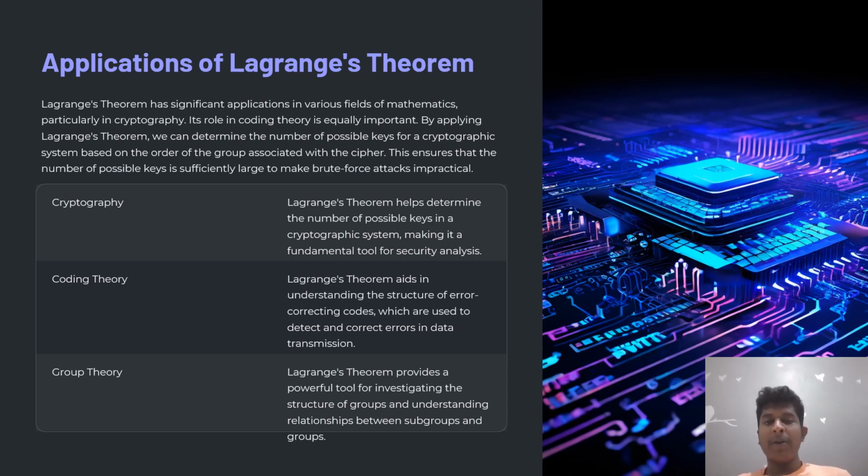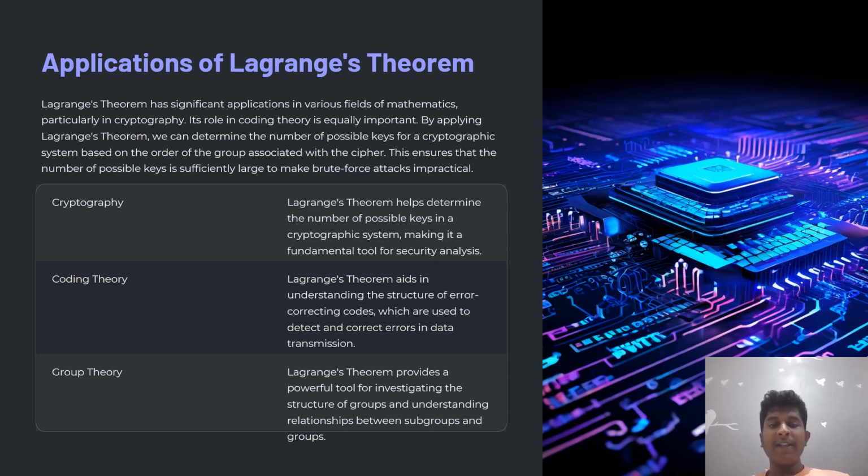Applications of Lagrange's theorem. Lagrange's theorem has significant applications in various fields of mathematics, particularly in cryptography. Its role in coding theory is equally important. By applying Lagrange's theorem, we can determine the number of possible keys for cryptography based on the order of the group associated with a cipher. This ensures that the number of possible keys is sufficiently large to make brute force attacks impractical.